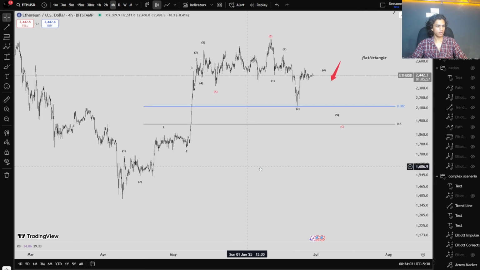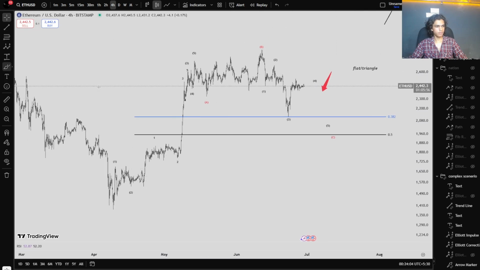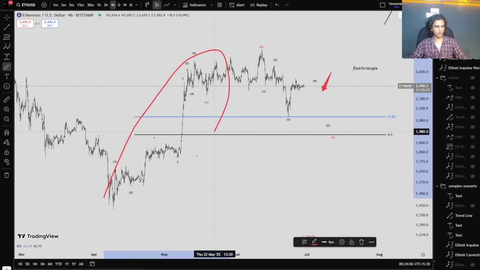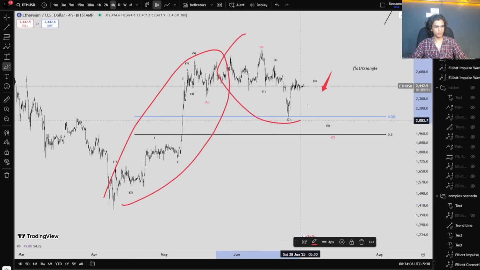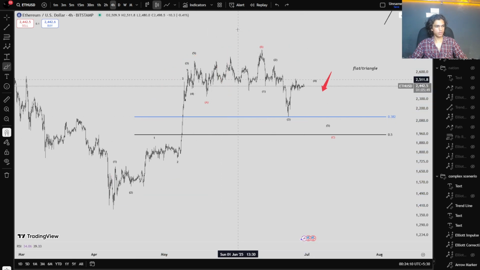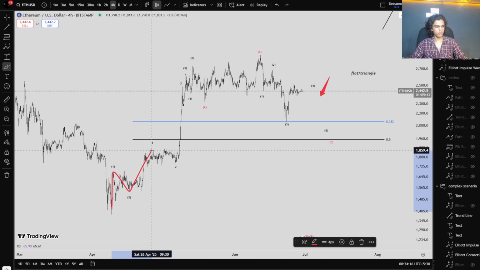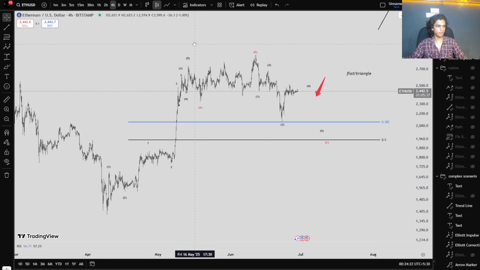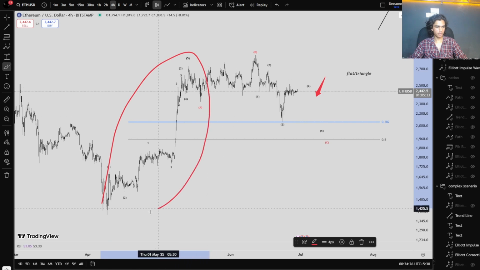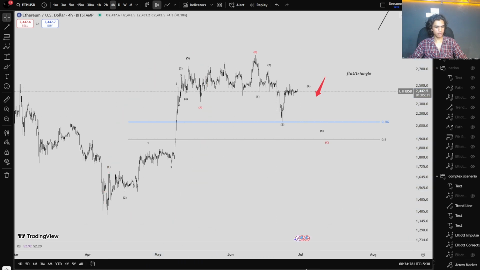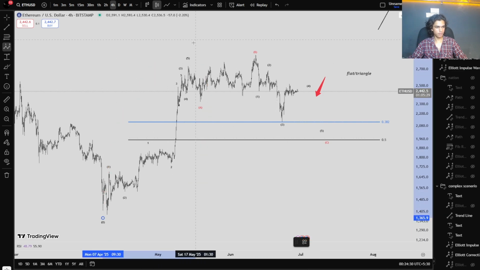So here I have taken this as an impulse wave, and this as a correction wave. So let's see what's happening with the market. Here I have taken 1, 2, 1, 2, 3, 4, 3, 4, 5. So this is a 1 to 1 extension here. I have taken this as a wave 1, and I'm considering this as a wave 1, so we can consider it as wave 1 as well.